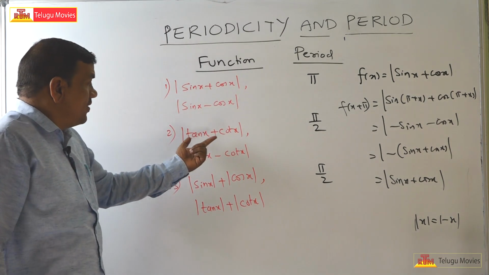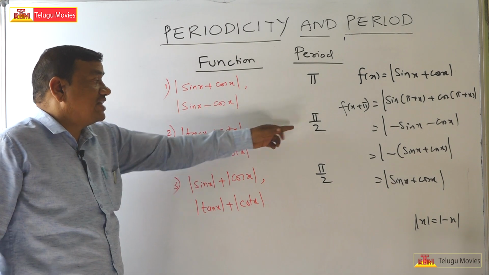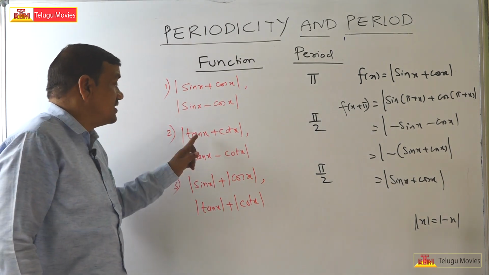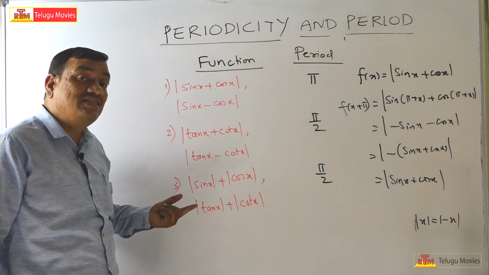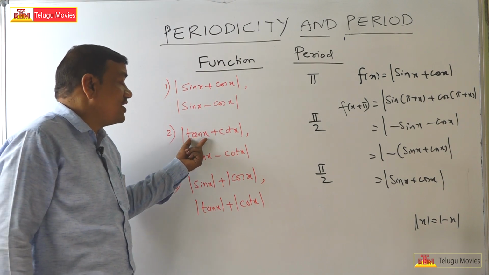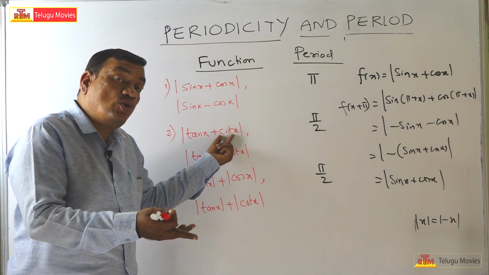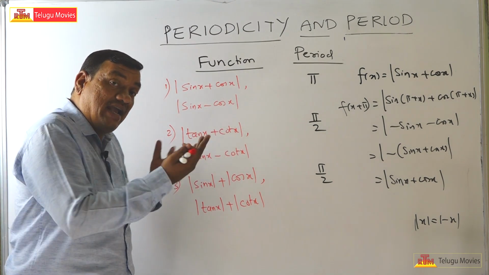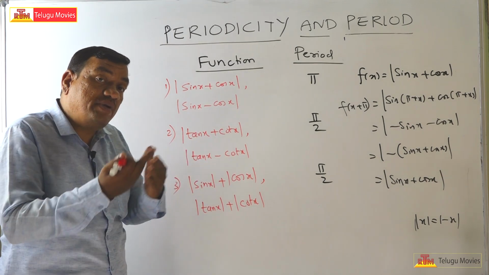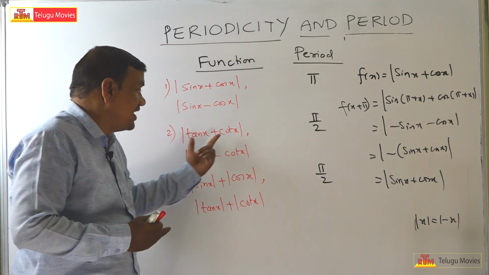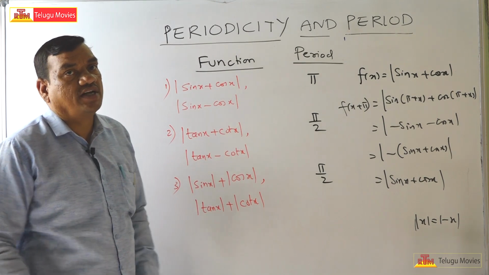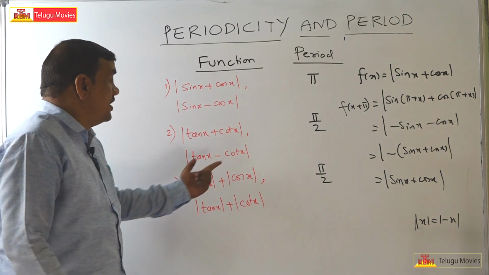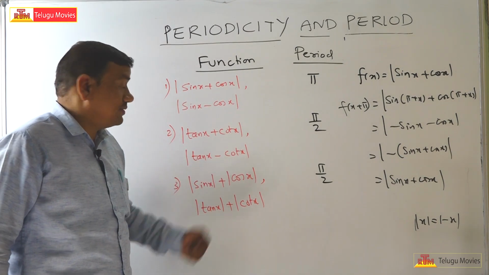Okay now. Here also, the period of tan x plus cot x is pi by 2 only. Why? Because tan of pi by 2 plus x is equal to minus cot x, and cot of pi by 2 plus x is minus tan x. Again tan will become cot, cot will become tan, and if you take minus common outside, again you will get tan x plus cot x. Of course with modulus. Here also the same story applies.